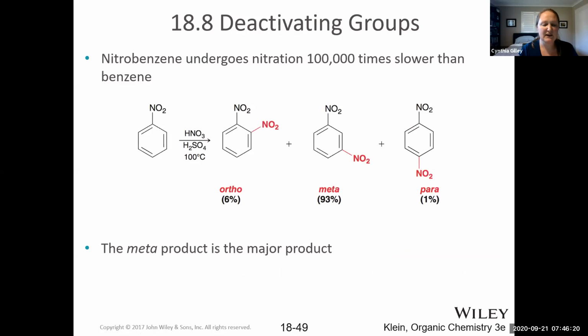Even though it's a deactivating group, the ring can still react. It cannot do a Friedel-Crafts reaction. Remember, we cannot do a Friedel-Crafts reaction with nitrobenzene, but it can do the other electrophilic aromatic substitution reactions, and it can even add another nitro group. And look at the major product here, the meta product. So the meta is the major product. So the nitro group is a strong deactivator, and it's a meta director. You can see the product distribution there.